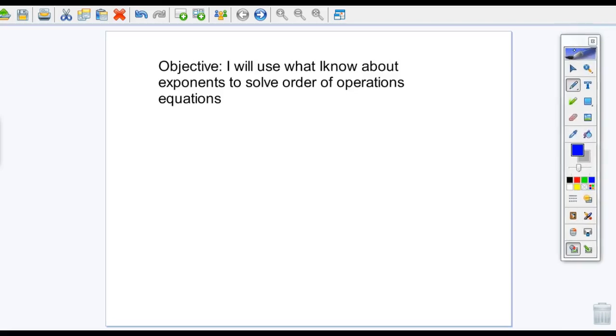Alright guys, so today we're going to finish up some work with order of operations, and we're going to throw in what we've worked on all week last week about exponents into the mix. So go ahead and push pause and copy this objective down. Your objective is: I will use what I know about exponents to solve order of operation equations. So push pause, copy this down. When you're ready, push play, and we'll go on to the next slide.